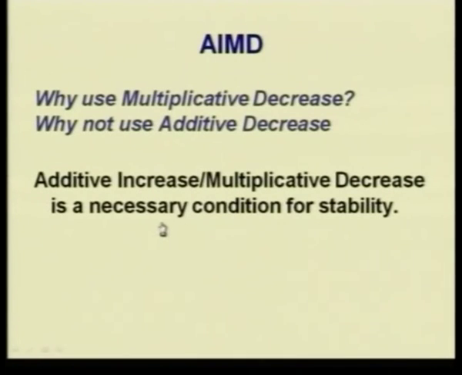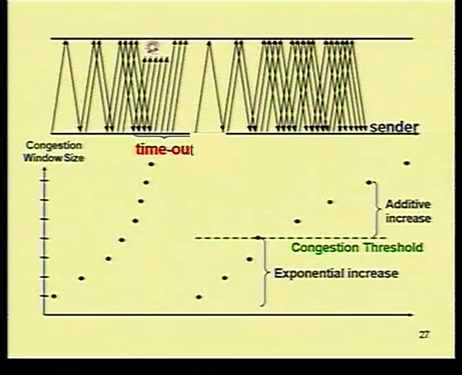So this additive increase, multiplicative decrease, we say is the necessary condition for stability. Otherwise you will keep having variations in your data transfer. To avoid that, we do additive increase, multiplicative decrease. So with additive increase, multiplicative decrease and slow start, congestion is effectively handled by TCP. We'll just take a look at this picture which shows these situations.